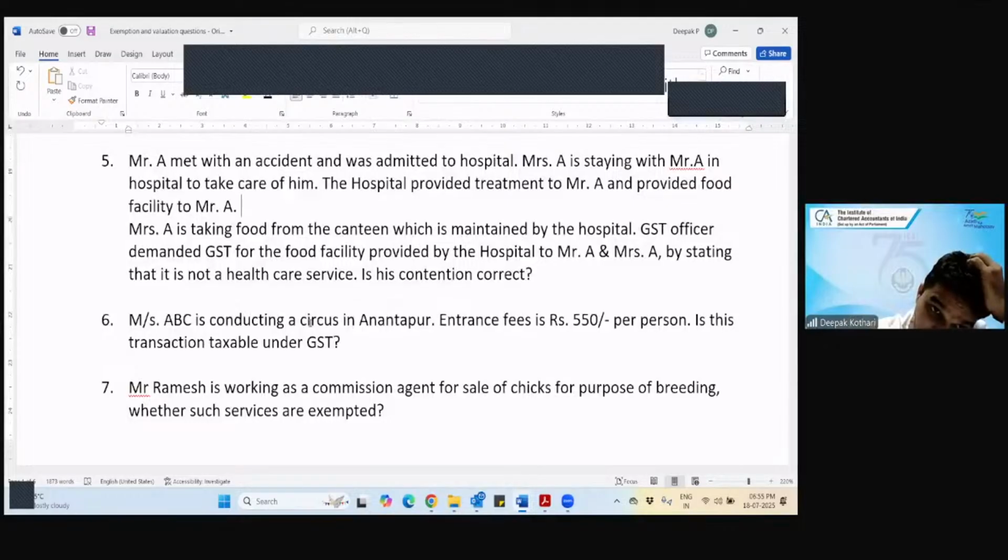A GST officer demanded GST for the food facility provided by the hospital to Mr. A and Mrs. A, stating that it is not a healthcare service. Is this contention correct?